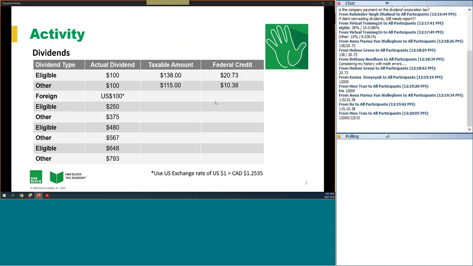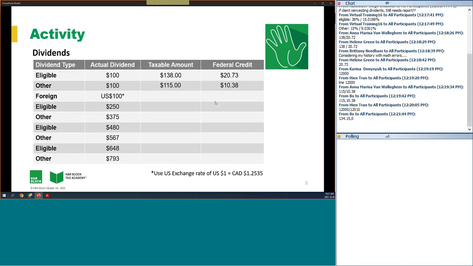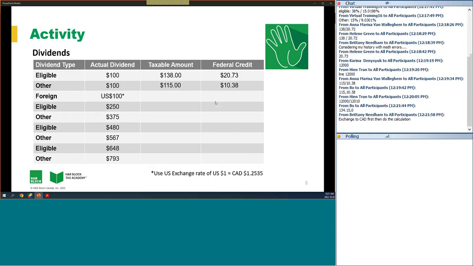Good, let's do the next one. This is, I'm going to warn you, a trick question. If you have 100,000 US, what is the taxable amount and what is the federal credit? Let's see who really knows their stuff. I expect most people to get this one wrong, and if you do, that's okay. That's how we learn. So remember, we have to put things on the return in Canadian funds. What is the exchange rate?